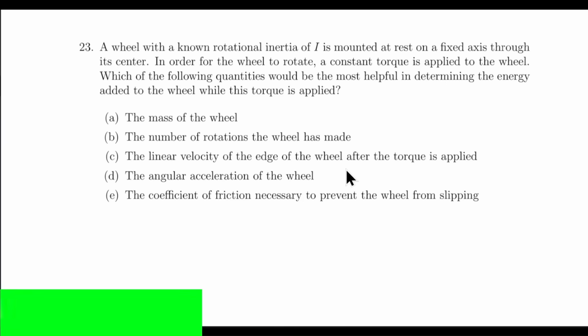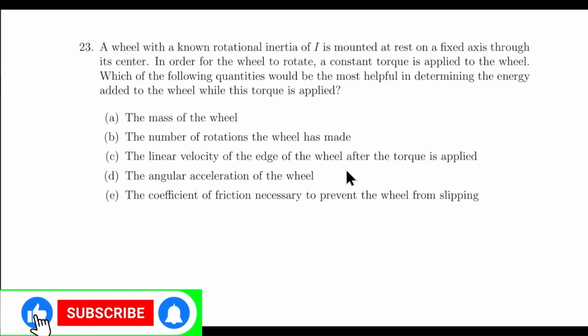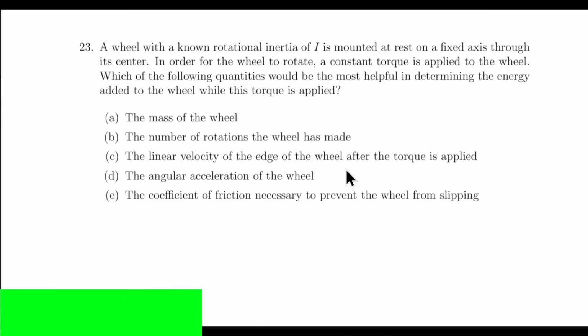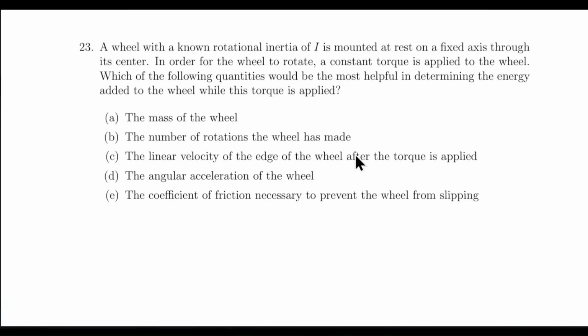In order for the wheel to rotate, a constant torque is applied to the wheel. Which of the following quantities would be most helpful in determining the energy added to the wheel while this torque is applied? I think that's pretty straightforward, because the energy due to a torque is given by tau times the angular displacement, theta, if the torque is constant, which it is in our case. So we need theta or the number of rotations, because from the number of rotations I can figure out the angular displacement as well, if it makes sense.